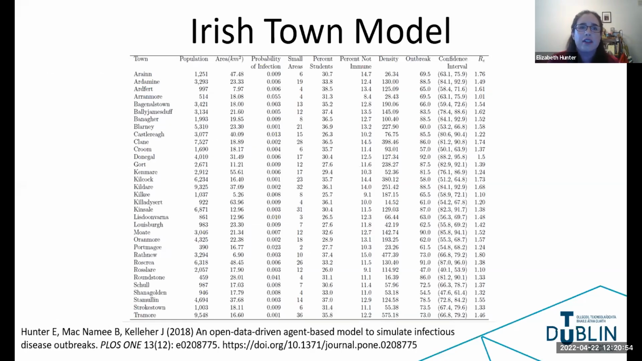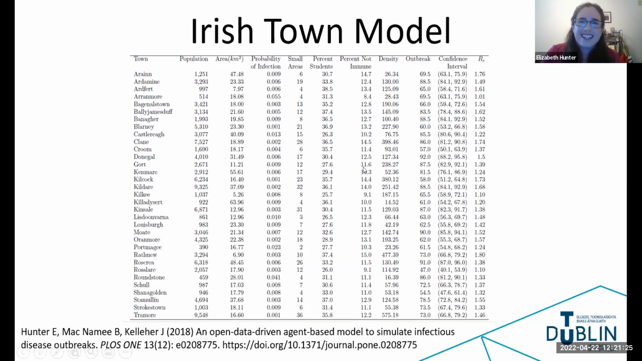So once we validated the model, we moved on to testing and seeing what we could learn from it. Our first step was to run the town model for 33 different towns in Ireland that ranged in population, area of the town, and a number of other characteristics. We looked at the percent of runs that lead to an outbreak, using the World Health definition of a measles outbreak, which is 2 or more linked cases.